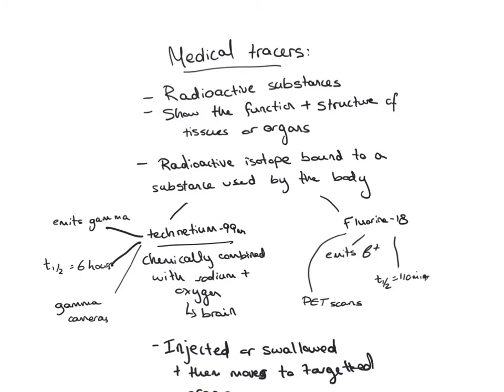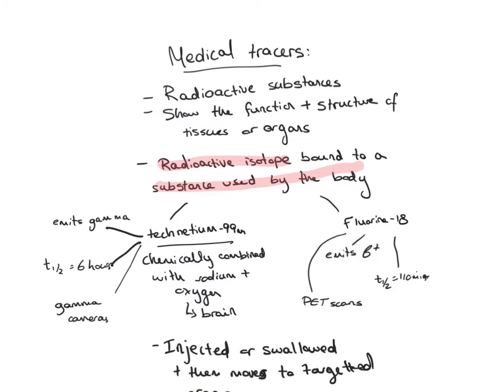So what they tend to do for the radioactive substance to end up in an area needed, they bind the radioactive isotope to a substance used by the body. So, for example, with the technetium-99, it's chemically combined to sodium and oxygen, which helps it go to the brain, for example. That will show active regions of where, for example, a tumor could be.